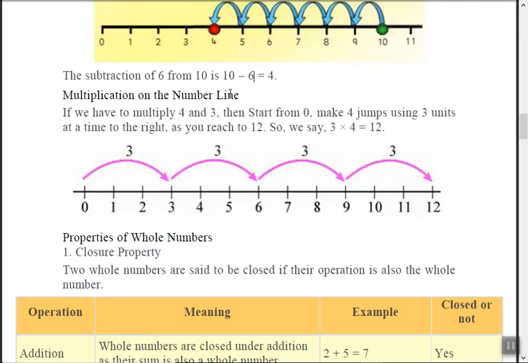Now multiplication on a number line. If you have to multiply 4 and 3, then start from 0, make 4 jumps using 3 units at a time to the right, and you reach 12. So see here, starting from 0, 4 into 3. It's very easy for you to do it directly, but on the number line you have to imagine taking a jump of 3, 4 times, because 4 into 3, so you come to 12. So that's how it is shown on the number line.